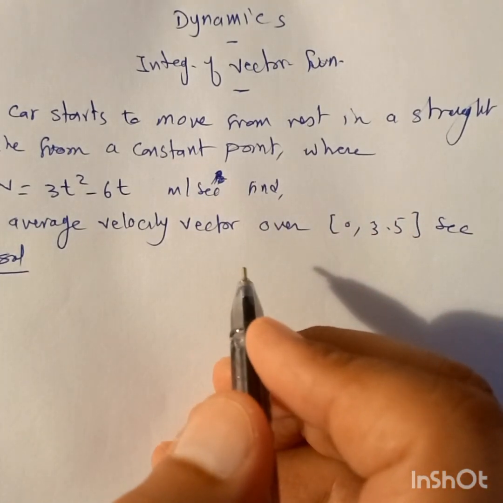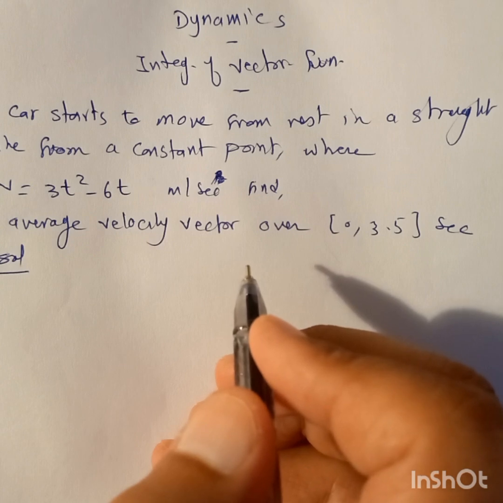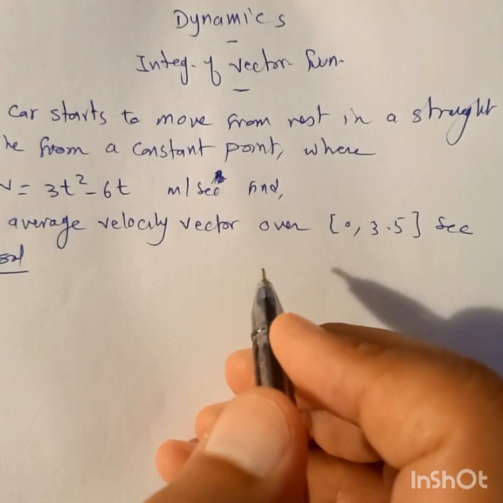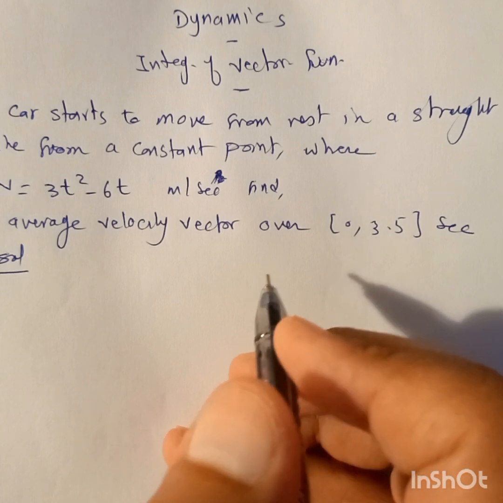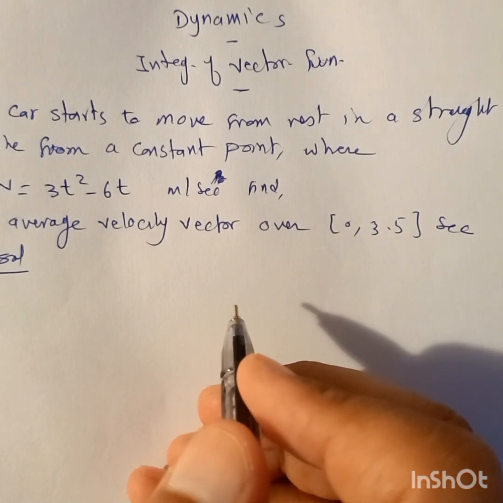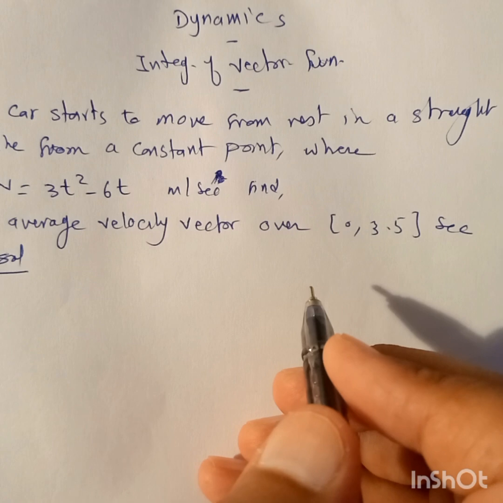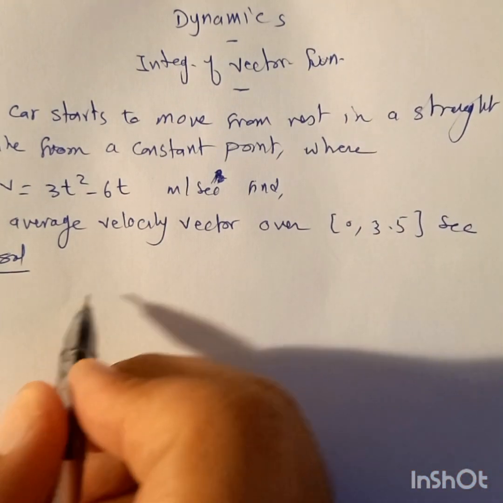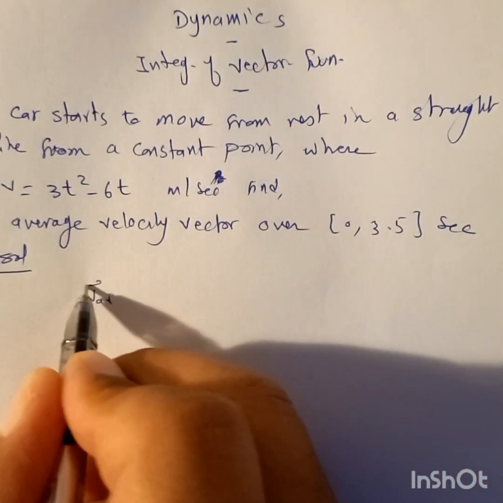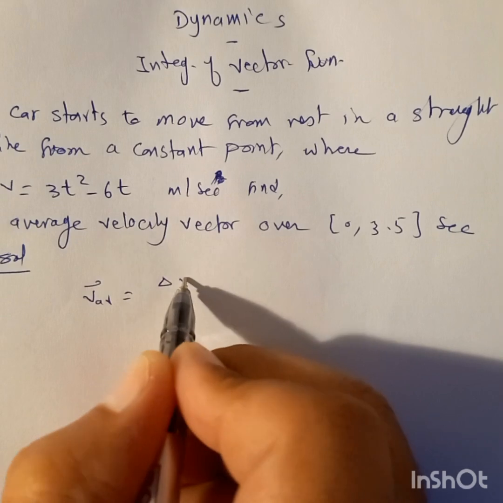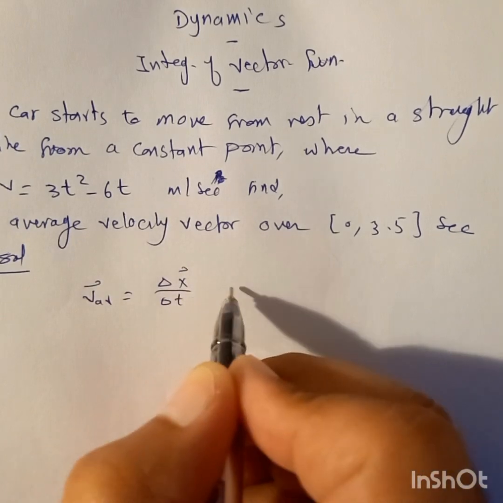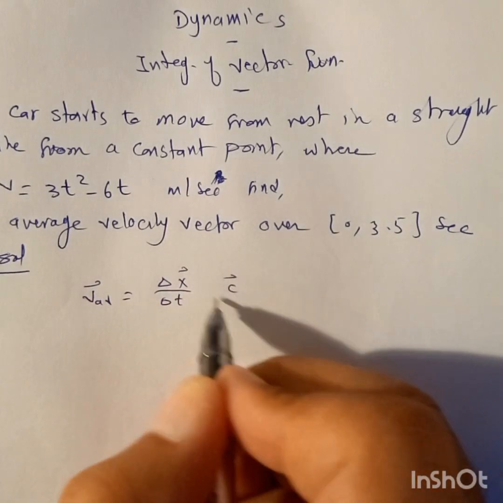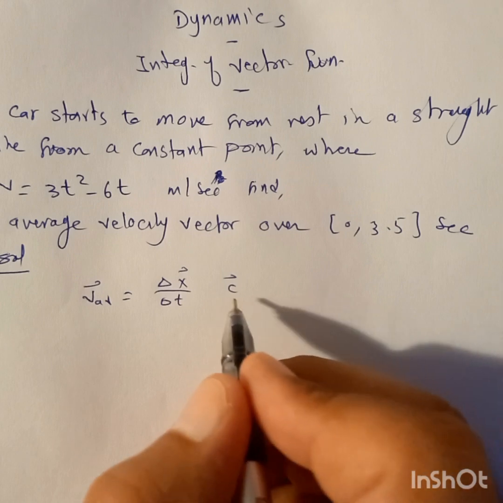We have an example: a car starts to move from rest in a straight line from a fixed point, where velocity equals 3t squared minus 6t meter per second. Find the average velocity vector over the time interval from 0 to 3.5 seconds. As we know, v average vector equals delta x over delta t in the direction of c. C is the unit vector in the direction of this motion.